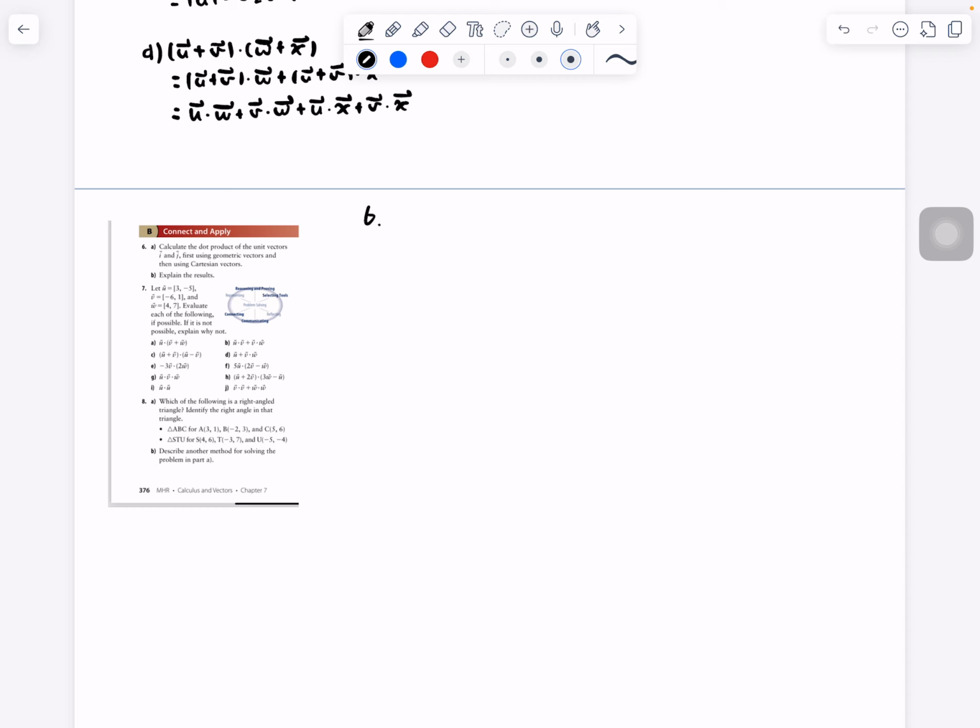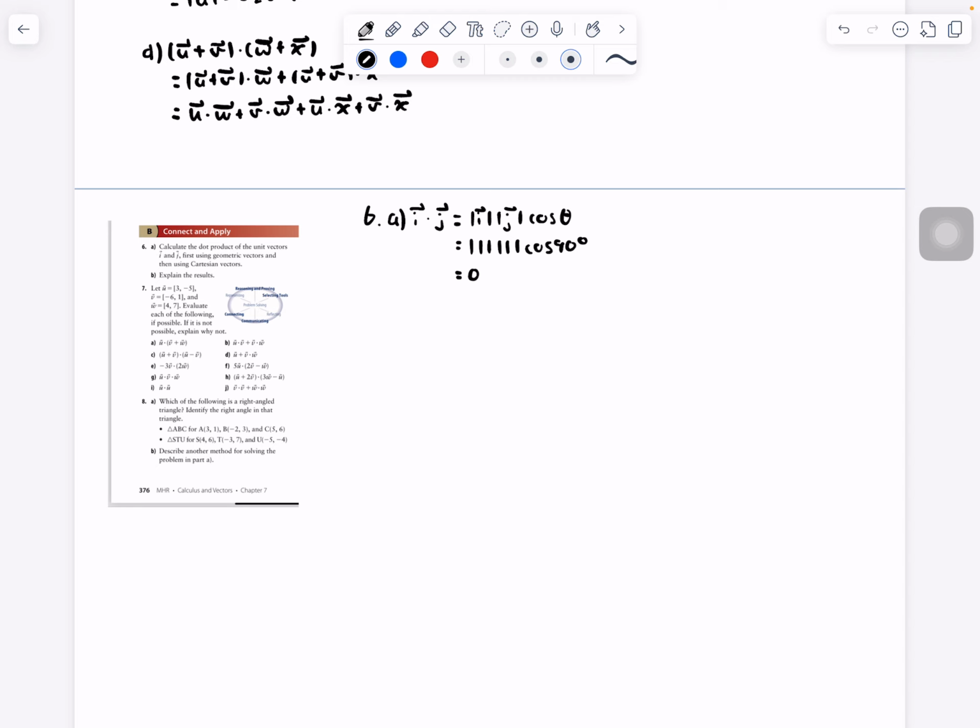asks us to calculate the dot product of the unit vectors i and j, first using geometric vectors and then using Cartesian vectors. Alrighty, so this was i dot j. Let's first do it using the geometric dot product. So we have mod i, mod j, cosine of the angle between them, and we get 1 cosine of 90 degrees, which is just 0.